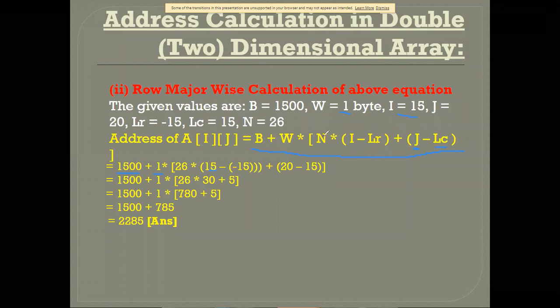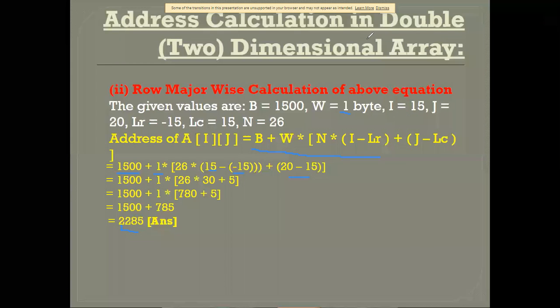What is the lower limit of row? That is minus 15, that we need to put, plus j, whose value is 20, minus lower limit 15. Likewise, we are calculating the value. Finally, the result will be 2285. Likewise, we calculate the row major wise calculation of the two-dimensional array.